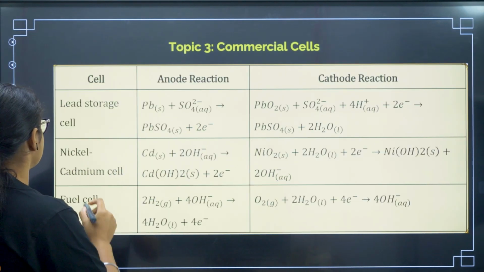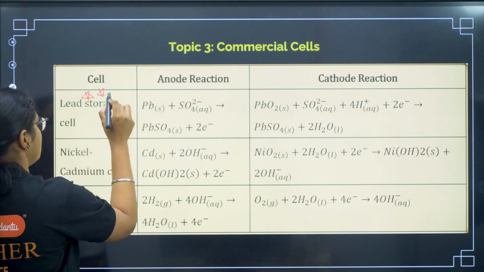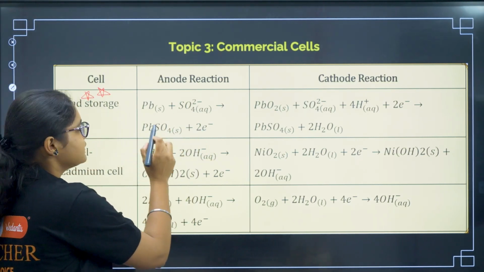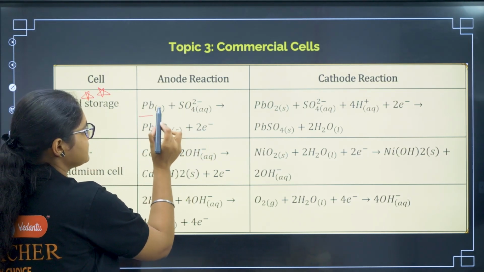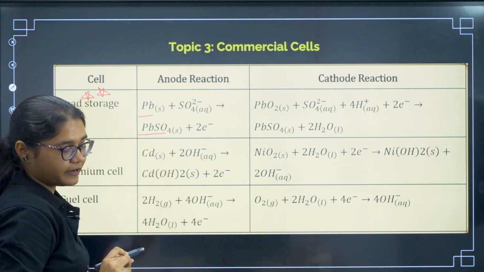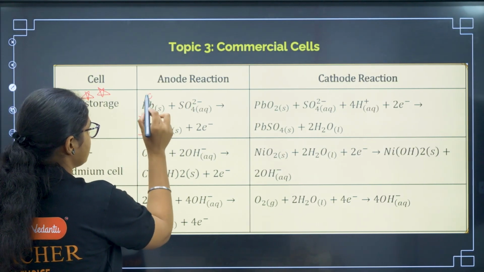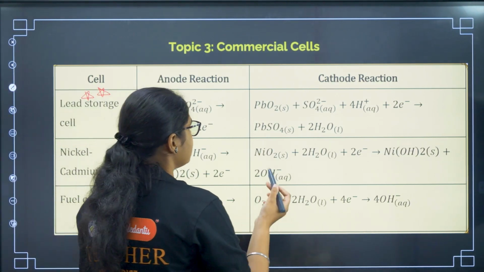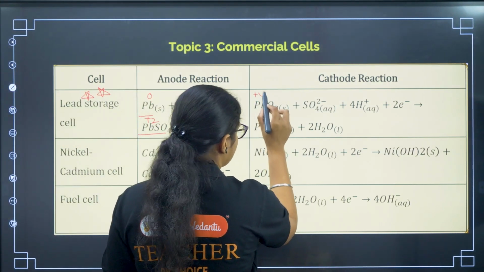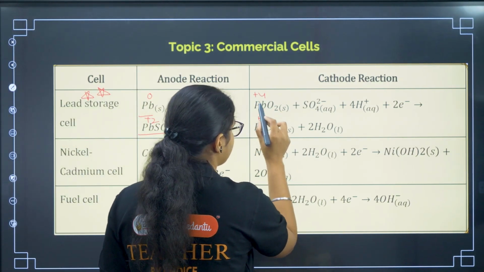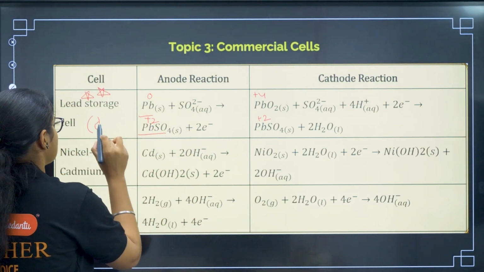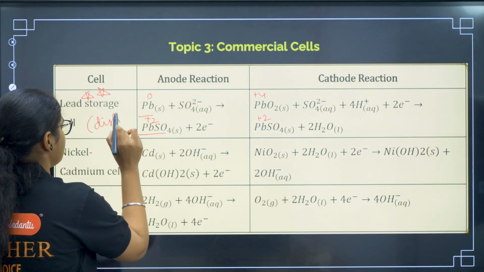Next, for lead storage battery, this is very important. Okay, this one cell you have to remember the complete reaction. So in anodic reaction, what happens? Lead gets converted to lead sulfate. You can see the charge of lead is 0 here, and here it is +2. Oxidation takes place, and here the charge is +4 and it gets converted to +2. Reduction takes place, right? So this is the reaction during discharging of the battery, when we are using the battery.